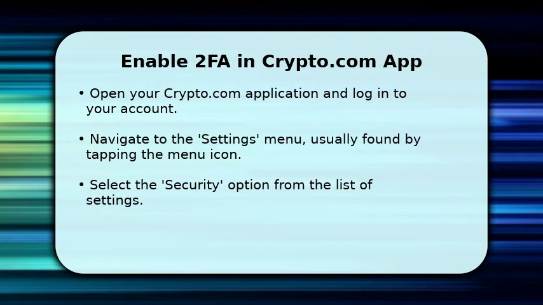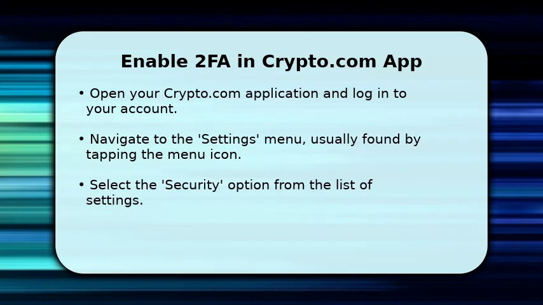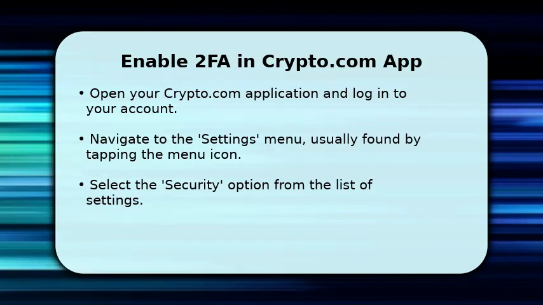To begin, open your crypto.com application and log into your account. Once inside, locate and tap on the Settings menu, which is typically represented by a gear icon or found within a hamburger menu. From the Settings list, select the Security option.